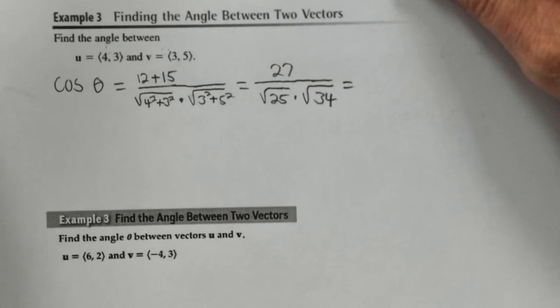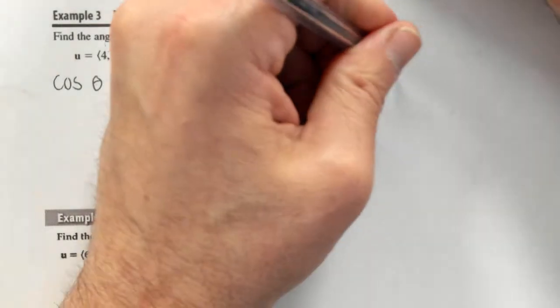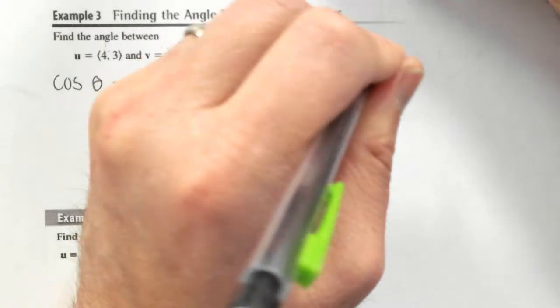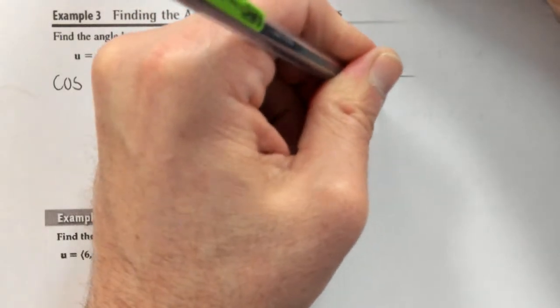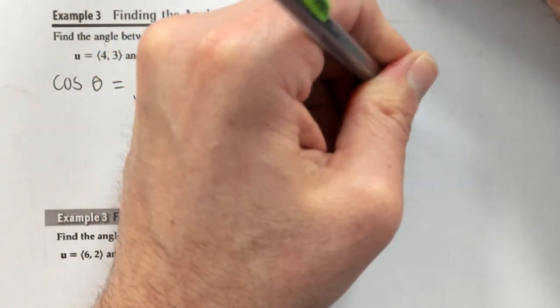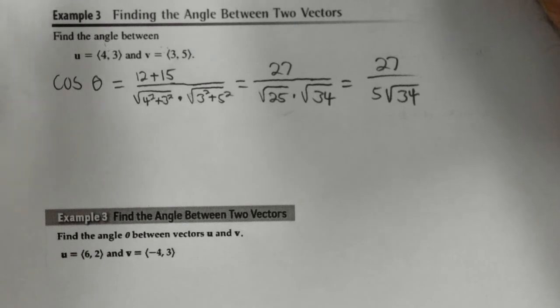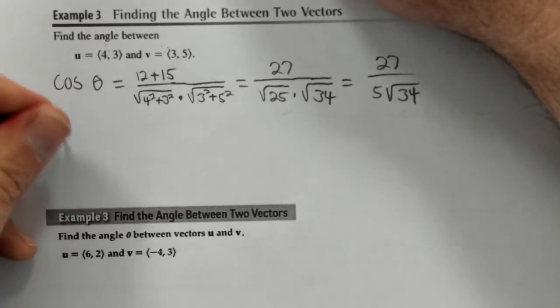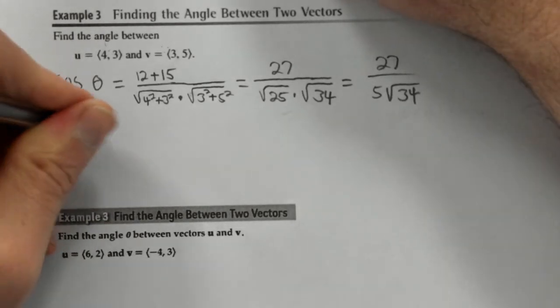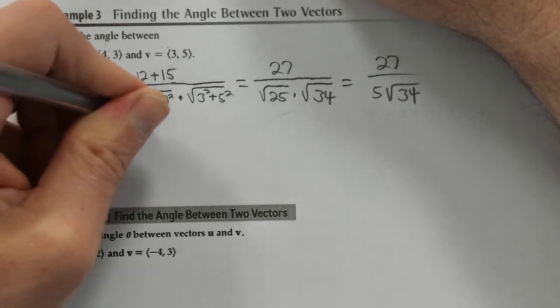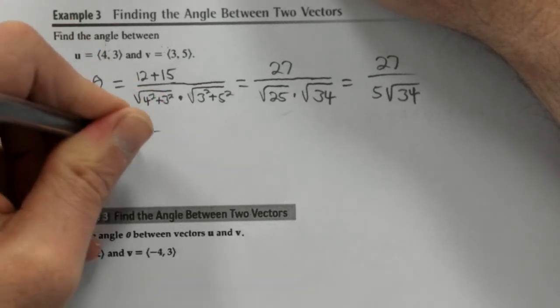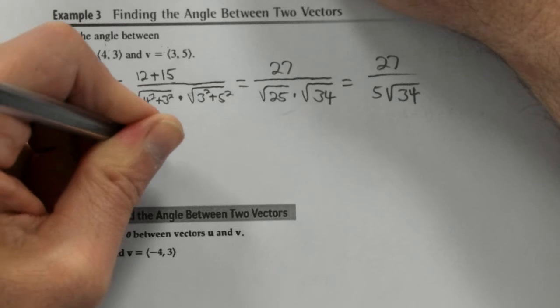Again, just continuing to simplify here. We will have 27 over the square root of 25, which is 5, so that's 5 square roots of 34, because that doesn't simplify anymore. And so what we've got now is the cosine of the angle is equal to 27 over 5 square roots of 34.